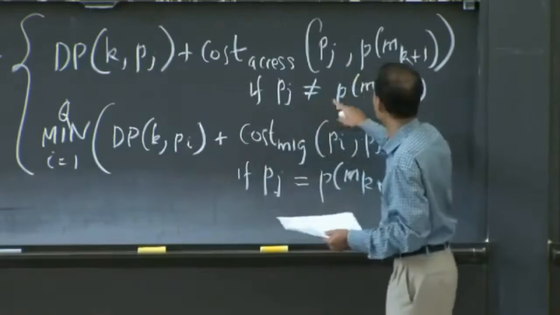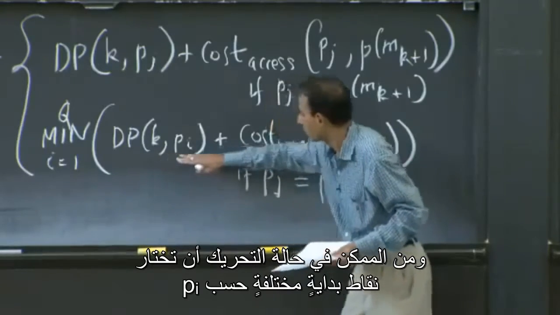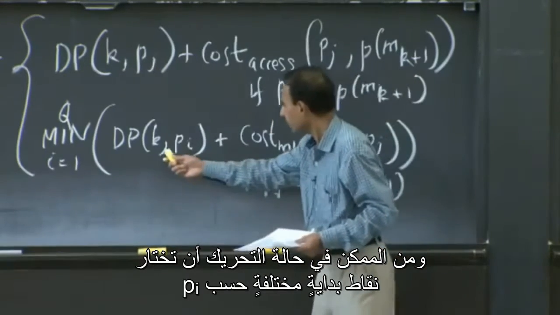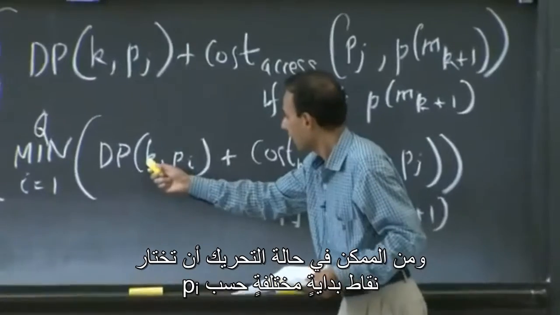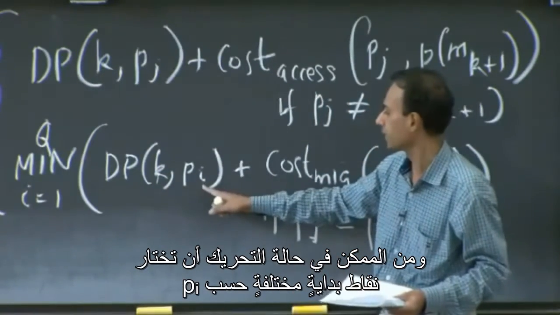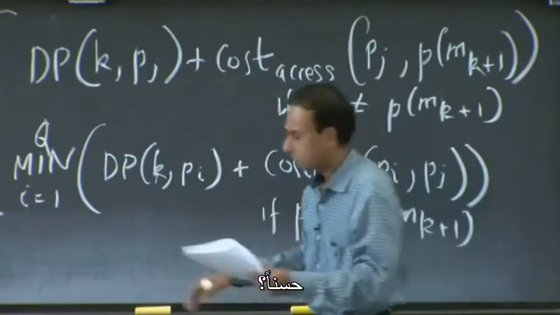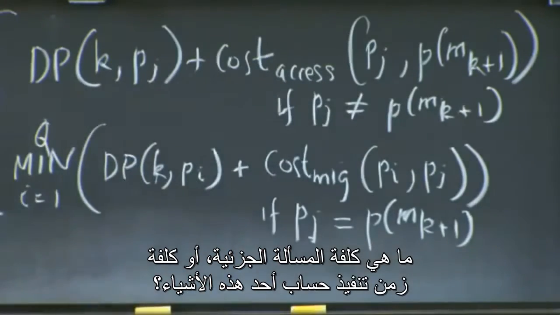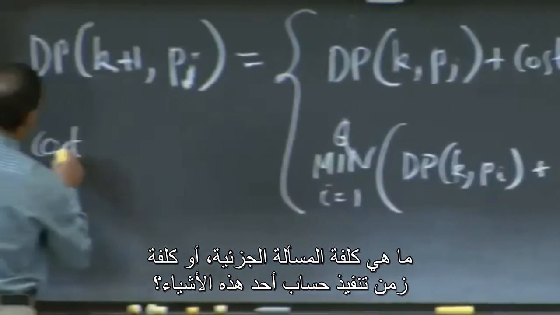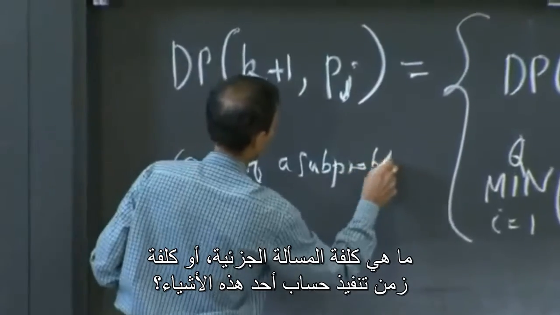And in the case of migration, you could end up choosing different initial points, starting points corresponding to the PIs, and you have to run through all of those. All right? So what's the cost of a subproblem, or the running time of computing one of these things?